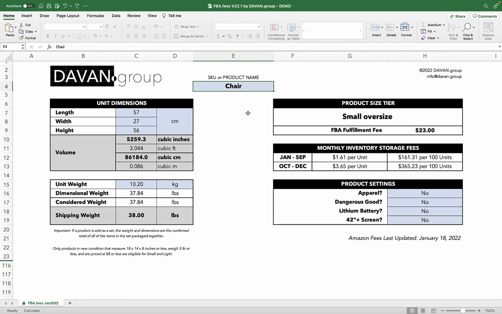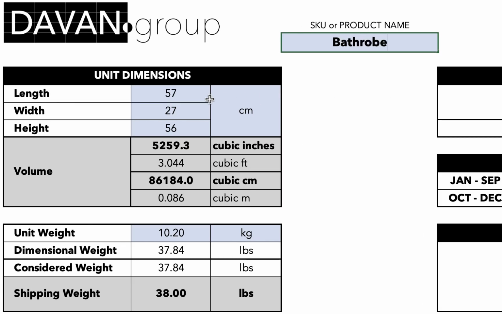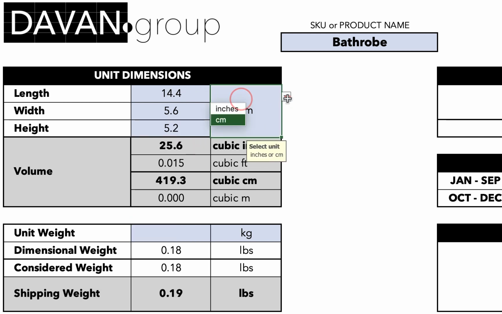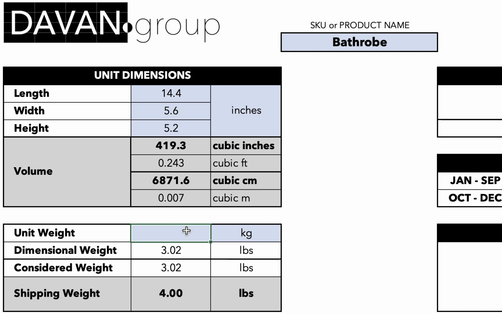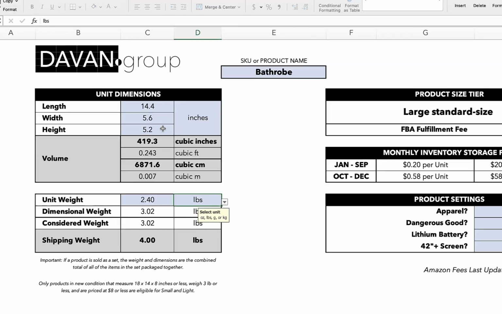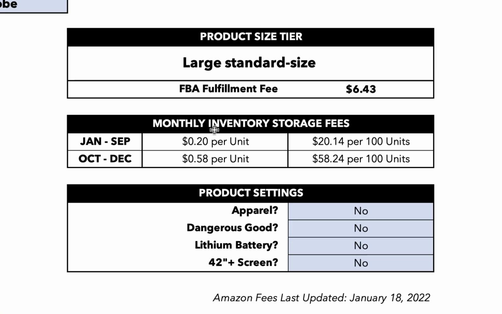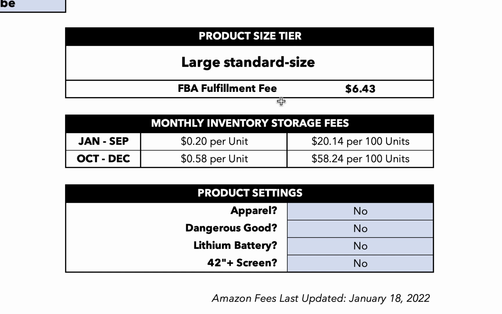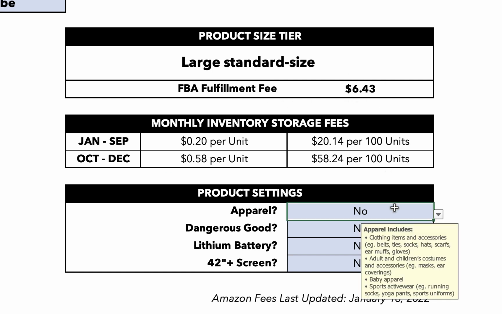So I'll show one more example here, an apparel product. So let's pretend we're selling a bathrobe. I'll clear the previous units and dimensions. Let's say the bathrobe is 14.4 by 5.6 by 5.2. And this is going to be in inches. Finally, it has a weight of 2.4 pounds. So I'll select pounds from the drop-down menu here. Great, so we can see that this product is large standard size and will have an FBA fulfillment fee of $6.43. However, I've forgotten to check the apparel. So let's see what happens when I select yes. The fulfillment fee goes from $6.43 up to $6.98.